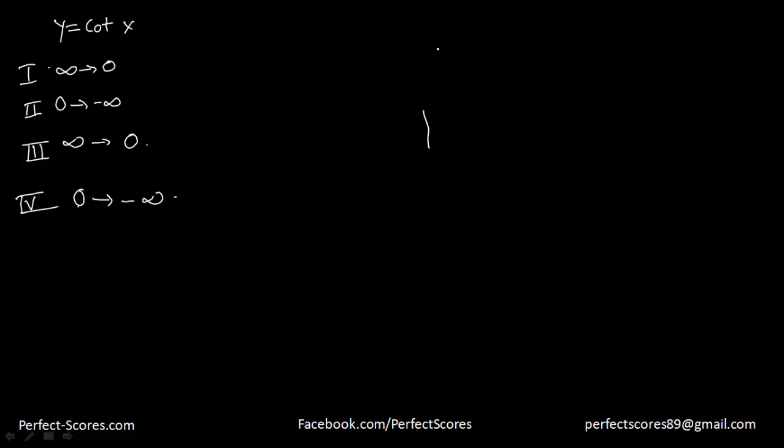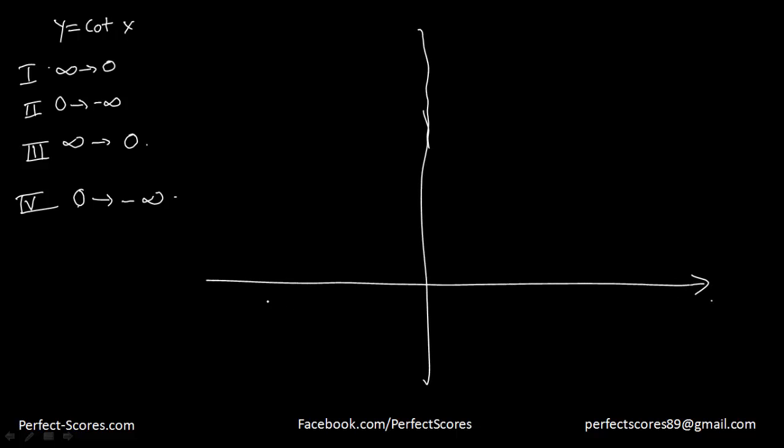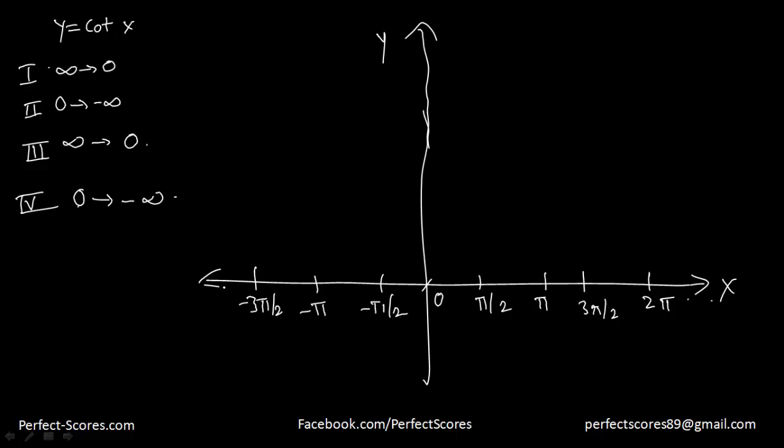So if we redraw the same thing again, right? This is 0. This is the x-axis. This is the y-axis. This is pi by 2. This is pi. This is 3 pi by 2, and this is 2 pi, right? Again, we have -pi by 2, -pi, -3 pi by 2, and -2 pi. Right?